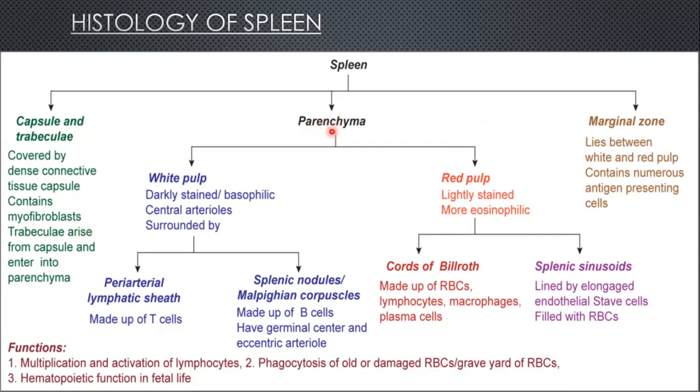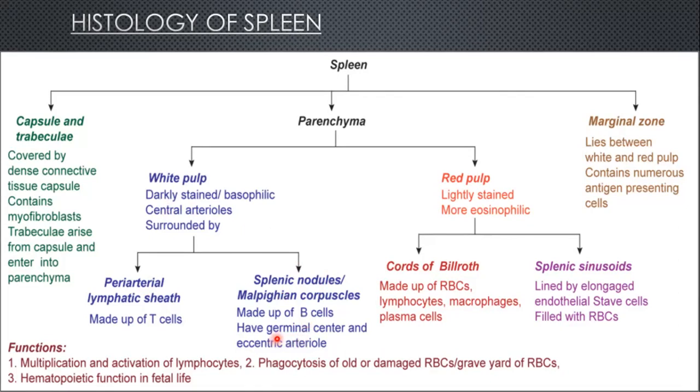Now, parenchyma has white pulp and red pulp. White pulp are the darkly stained basophilic areas. Then you will have central arterioles, which are surrounded by the periarterial lymphatic sheath. Now, the periarterial lymphatic sheath is made up of T lymphocytes. And also, in some areas, you'll find the splenic nodules. But where you'll find the splenic nodules, the arteriole will no longer be a central arteriole, but an eccentric arteriole. And it is made up of B lymphocytes.